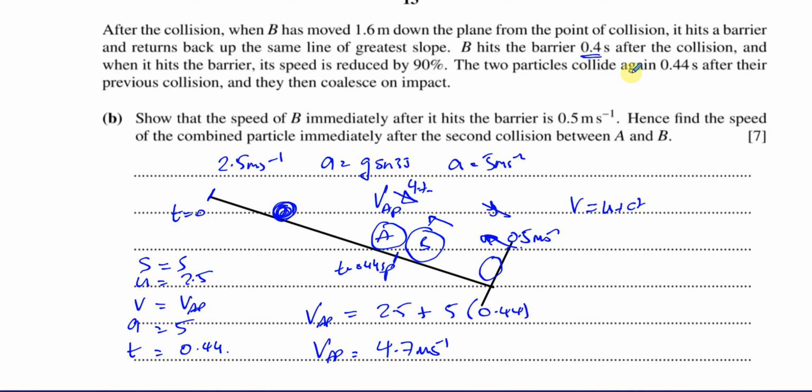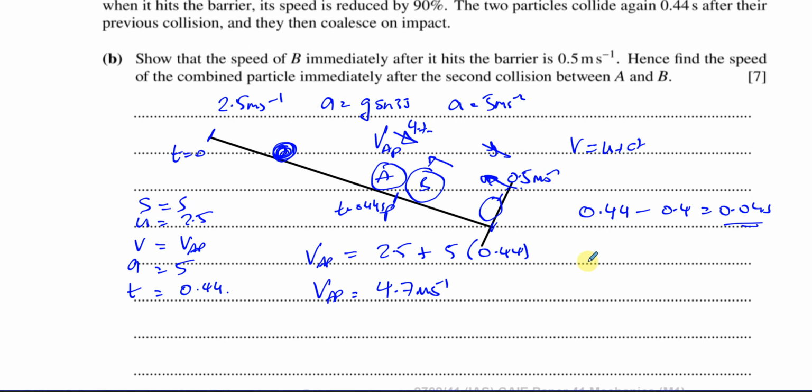Okay, so basically, it hits the barrier after 0.4 seconds, and then they collide again after 0.44 seconds. So the time that B went from the barrier to the point P is going to be 0.44 minus 0.4, which is 0.04 seconds. So B has been going up here for 0.04 seconds. That's the time it took for B to go from there to there.